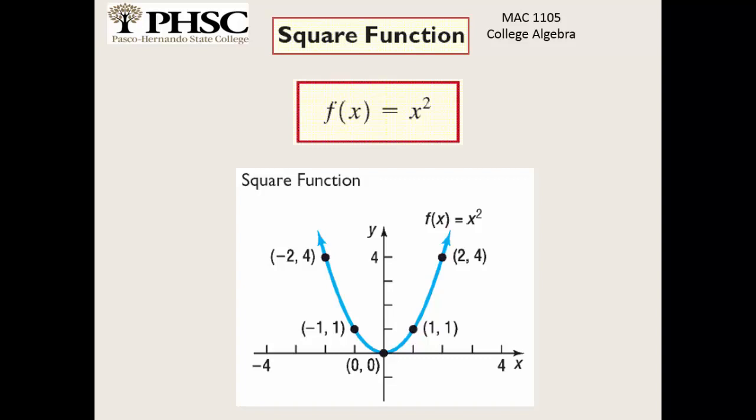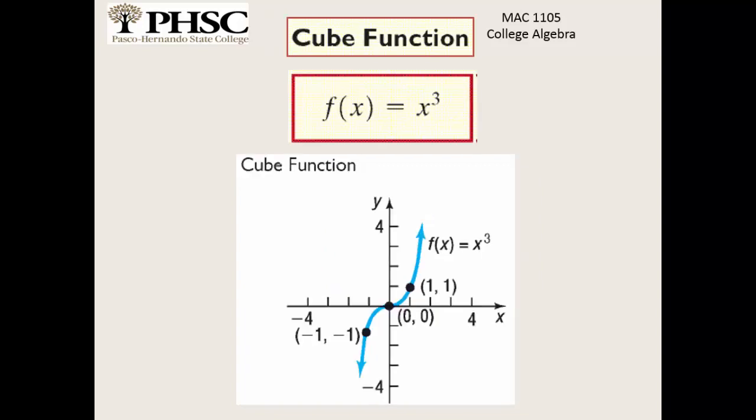Then the parabola, f of x equals x squared. For this particular function, the minimum occurs at the origin, (0, 0). It's also known as the vertex. And then the next one is the cube function. So f of x equals x to the third power.